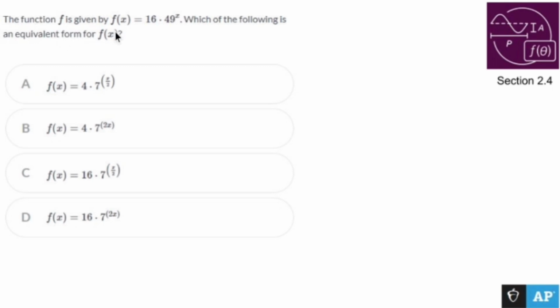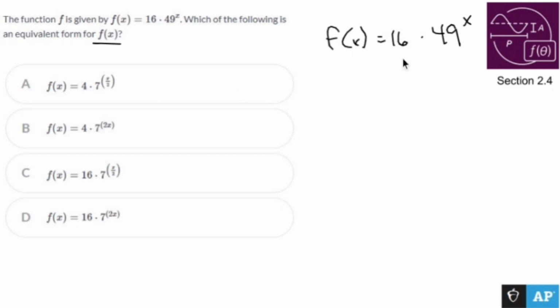The function f is given by f of x equals 16 times 49 to the x. Which of the following is an equivalent form of f of x? So let me write it out. f of x equals 16 times 49 to the x. Now I have a 16, which I know is 4 squared. I have a 49, which I know is 7 squared. 16 is also 2 to the whatever, but let's see what they want me to do.